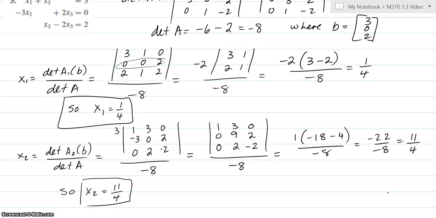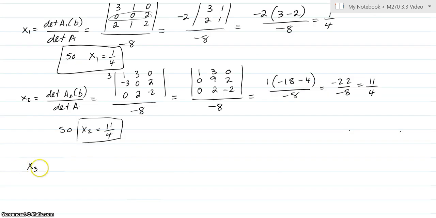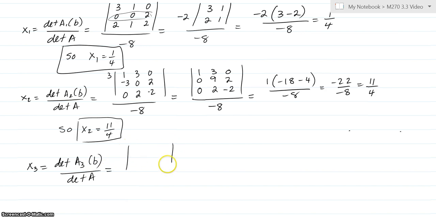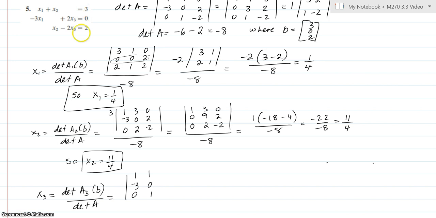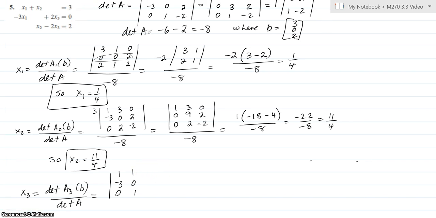So finally, let's do x3. Need more space. So x3, we know, is the determinant of A3 of b over the determinant of A. So again, we're going to leave the first 2 columns alone and replace that last column with b. And the determinant of A is still negative 8. And that second row looks nice and easy.